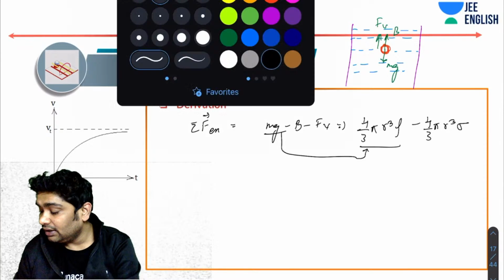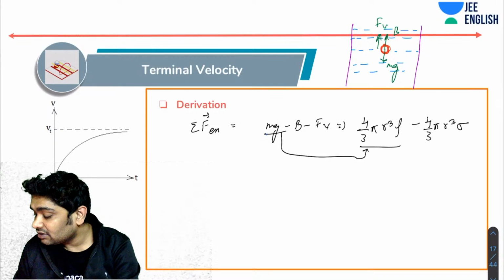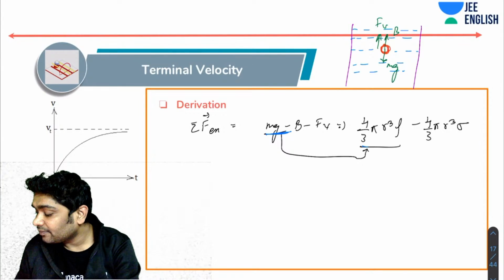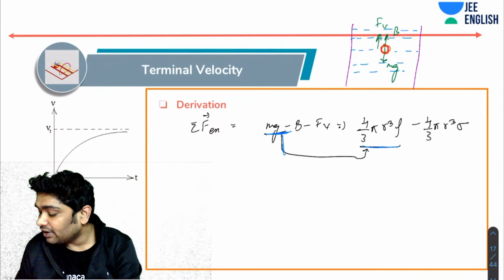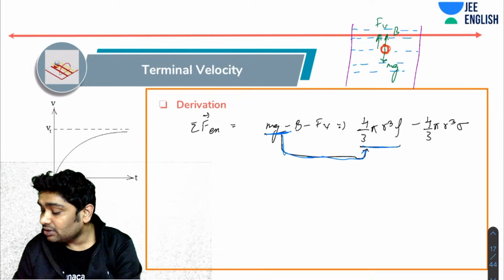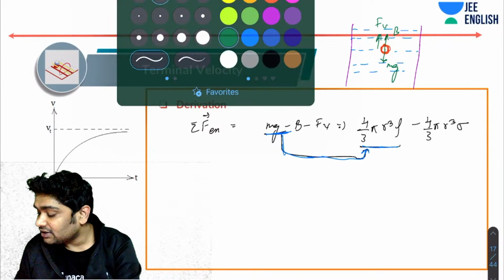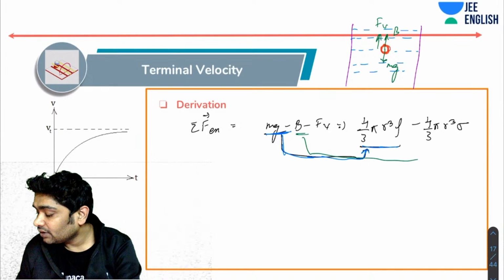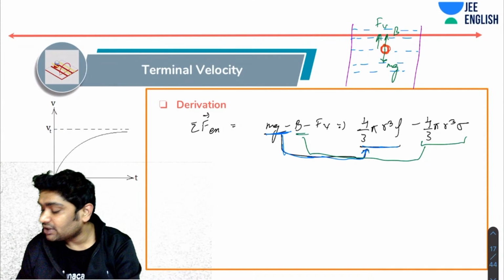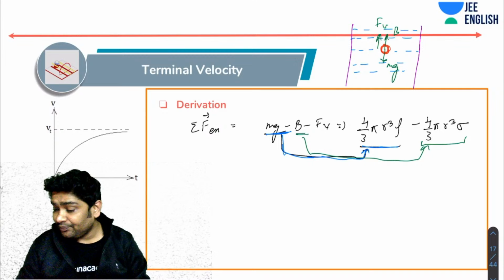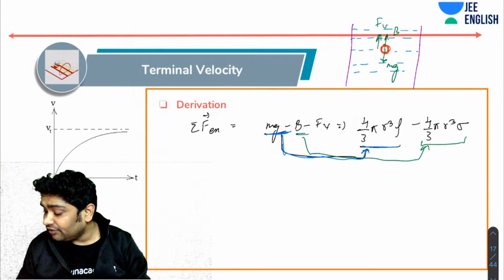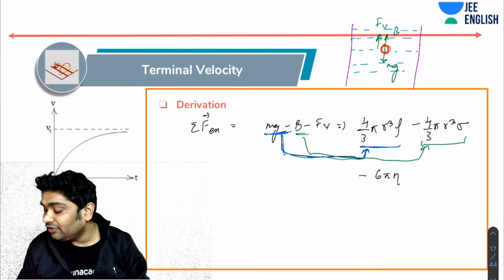This is what you can write your mg as. Similarly, you can write your buoyant force as this. These two have fixed values, correct? Then of course you have your viscous force, and the viscous force is minus 6 pi eta r v.